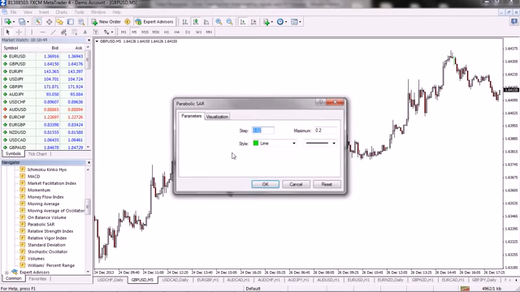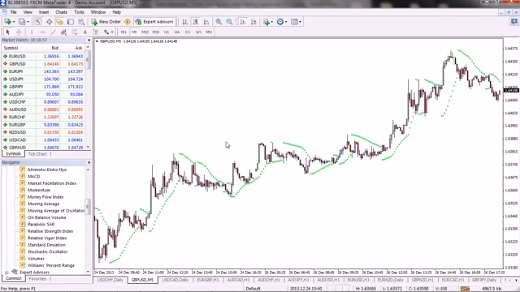Parabolic SAR with default settings. I just changed the width of the parabolic SAR dots and the style, whatever color you want, you can put it here and click OK. Now you have this one, and now put a moving average here.